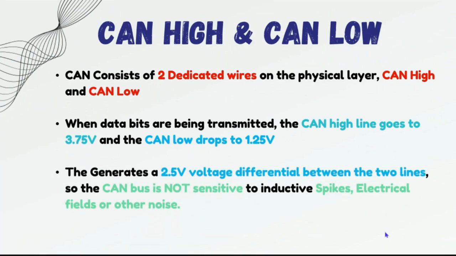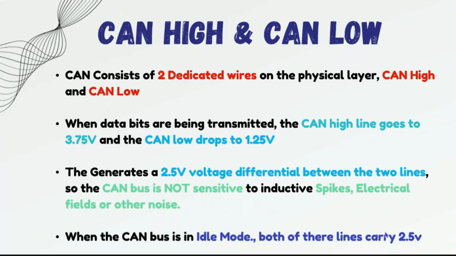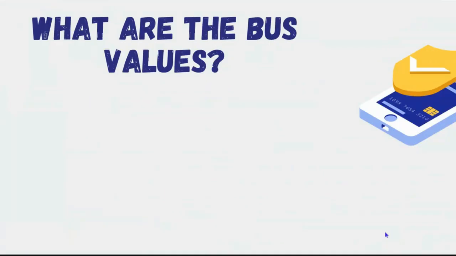When the bus is idle, there is no data transmission happening. At that time CAN high and CAN low will operate at 2.5 volts, so that the CAN bus is not sensitive to inductive spikes or electric fields or other noise. When the CAN bus is in idle mode, both of the lines carry 2.5.